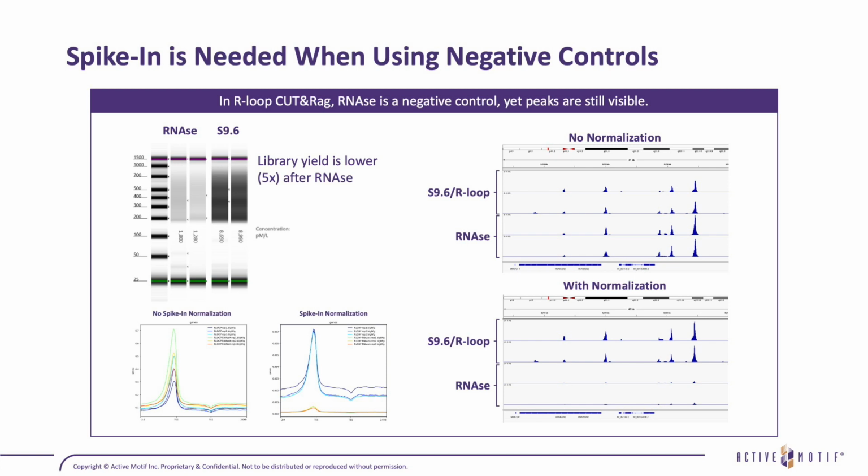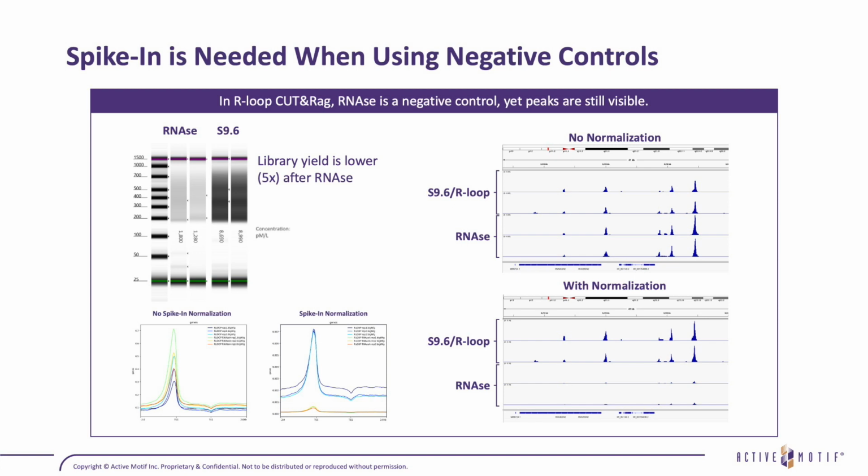Again, when we do the experiment and run the samples on a TapeStation, we get what we would expect: dramatically less yield from our RNase-treated sample compared to the normal sample. However, when we do the sequencing, map it, and create these IGV files, we actually see that we're still getting peaks in the RNase sample. When we add the spike-in normalization, we now selectively decrease peak intensity from the RNase.